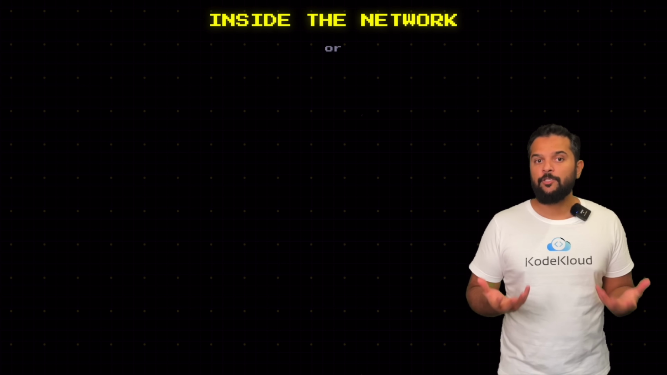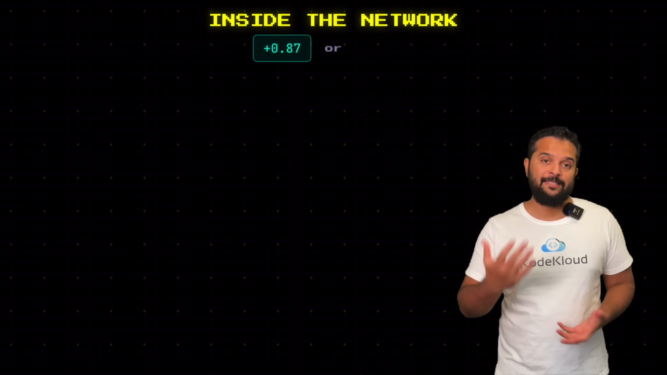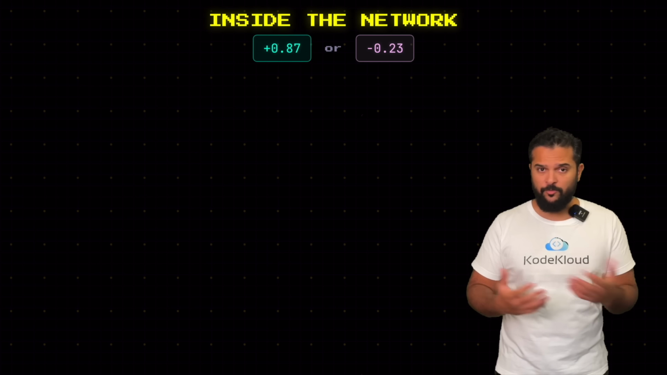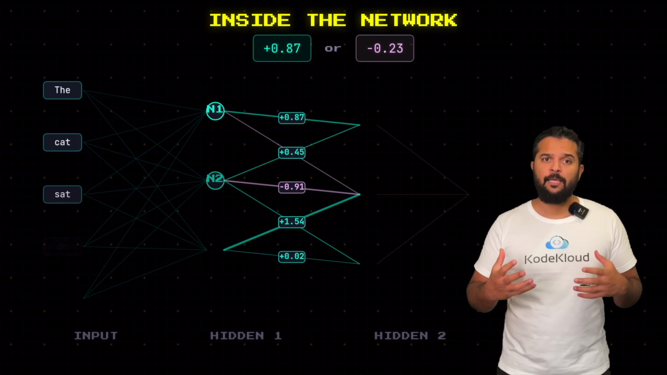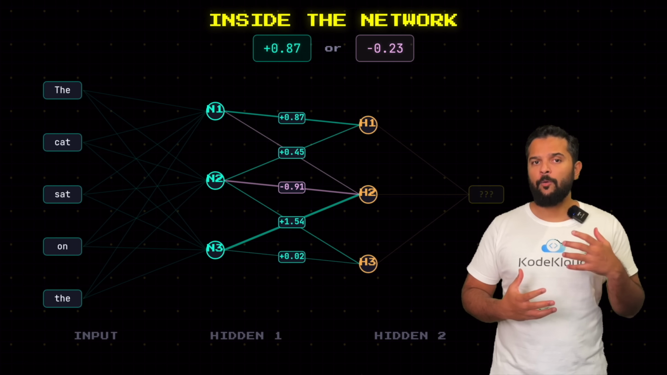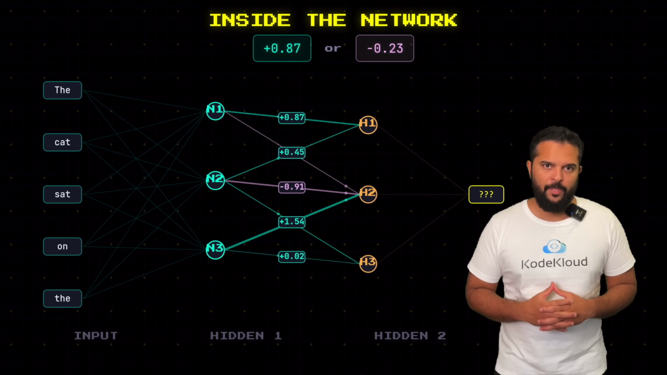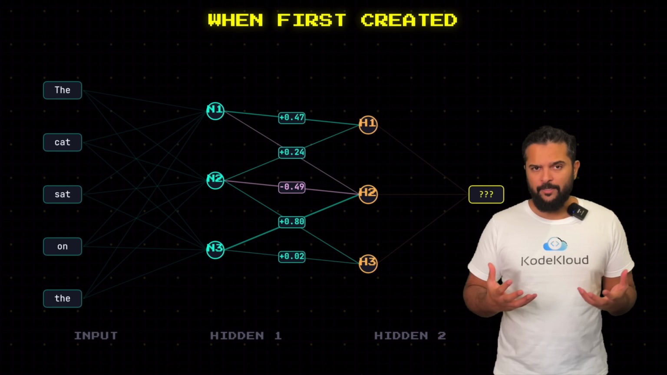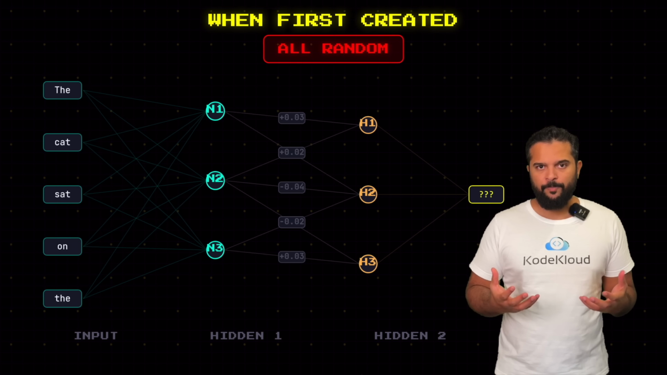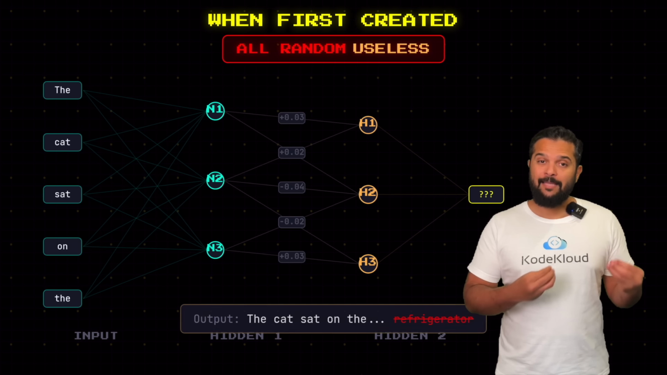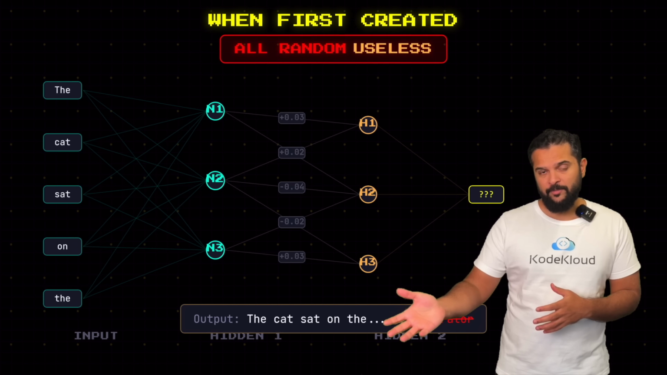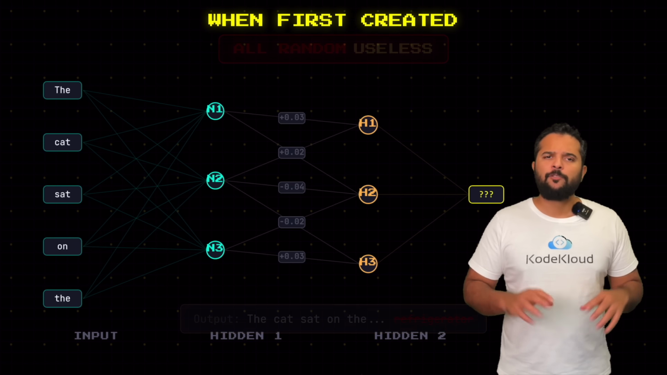Each parameter is just a number, 0.87 or negative 0.23. These numbers sit at the connections between neurons in the network and control how information flows through it. When the model is first created, all of these numbers are random. The model is essentially useless. It might predict that "the cat sat on the" ends with "refrigerator." So how does it learn?